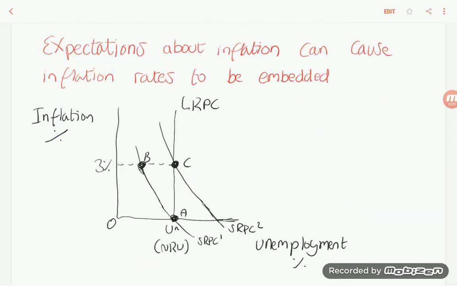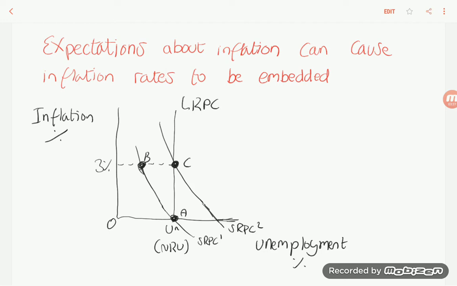Expectations about inflation can cause inflation rises to become embedded. Assume that an economy that's at point A on the diagram has unemployment at its natural rate, UN. That's the NRU. At point A, inflation is 0%. So the economic agents, that's workers, firms, etc., in the economy will expect that inflation will stay at 0%, and this will influence things like workers' wage negotiations.